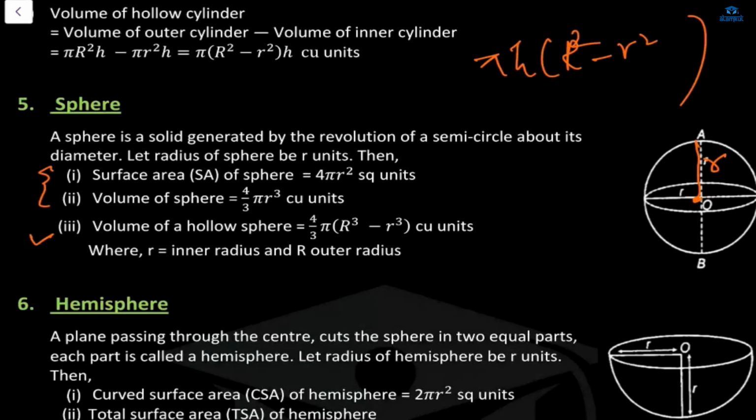Okay, and the volume of the sphere will be 4 by 3 pi r cube. Understood? Now, if you're talking about the volume of a hollow sphere, there will be a hollow inside, so there will be two radii. The formula will remain the same, but instead of one r, you'll have capital R for the outer one and small r for the inner one. So 4 by 3 pi (R cube minus r cube).